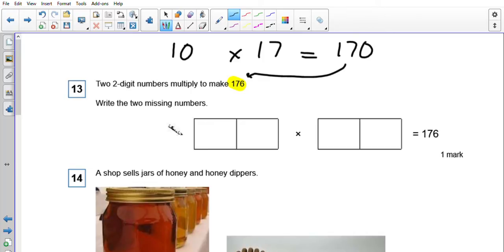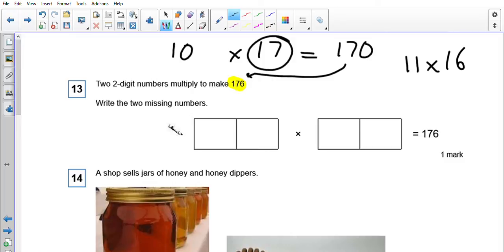So what would happen if I did 11? Let's try 11 times something. If I did 11 times 17, it's going to be 17 more than 170, so it's going to be 187. That's going to be too high, which means my 17 would need to change. So let's bring that down by 1 and go for 11 times 16. Let's see what we get then.